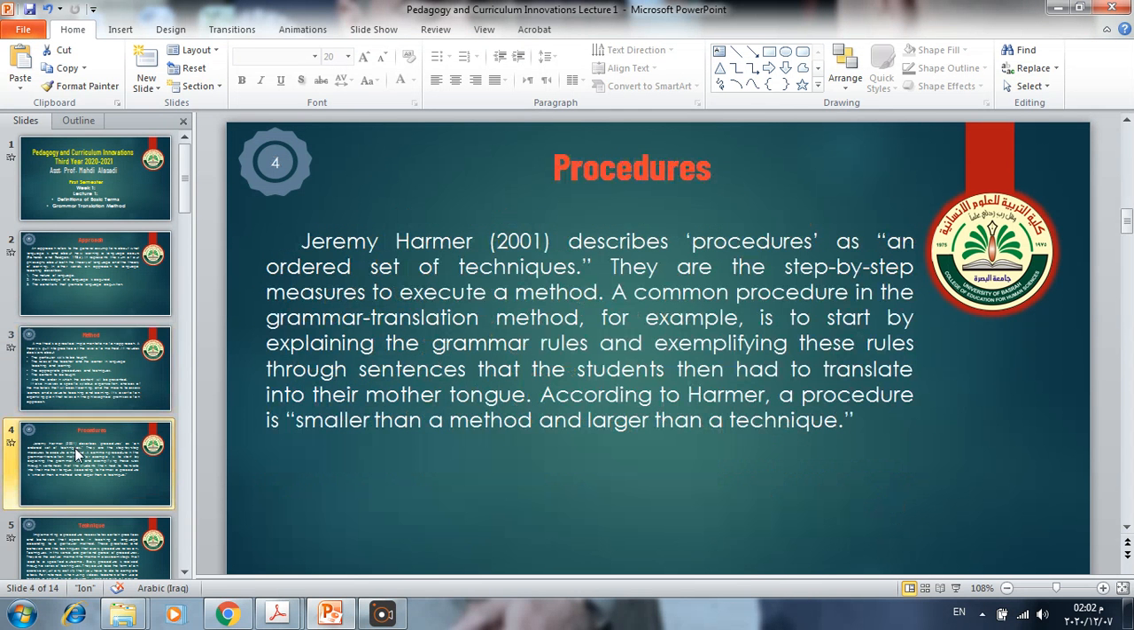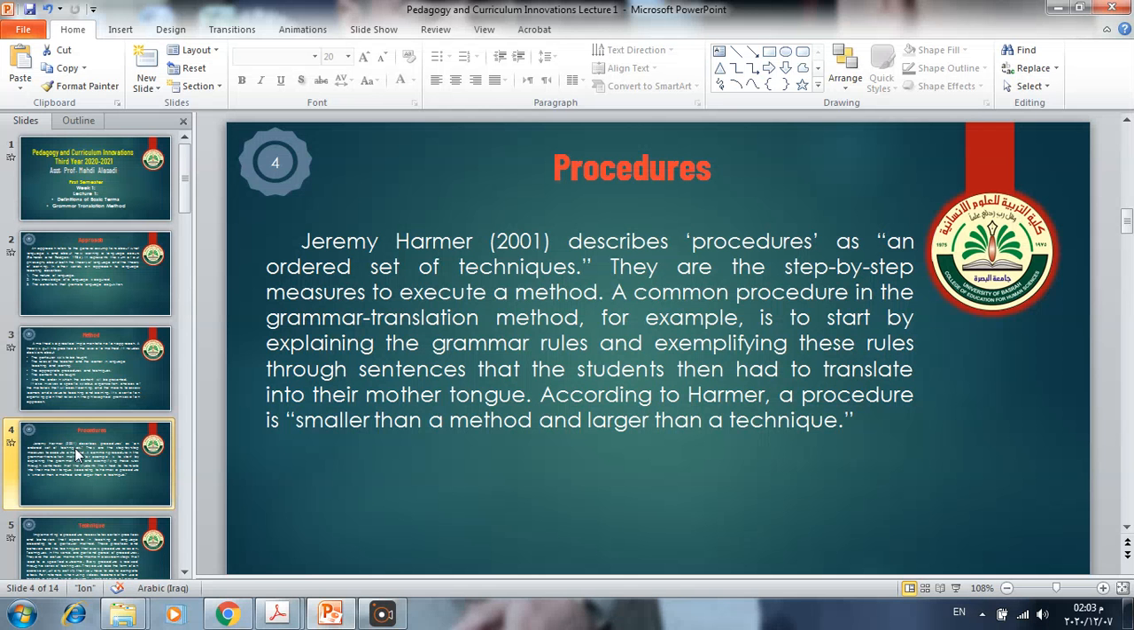The third term that we need to know about is procedures. According to Jeremy Harmer, he describes procedures as an ordered set of techniques. So procedures are the set of techniques that are put into order. They are the step-by-step measures to execute a method. So they represent the steps that we use to execute a method, to implement the method.